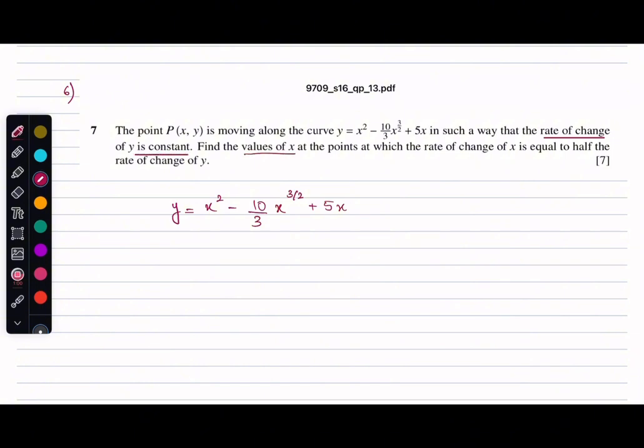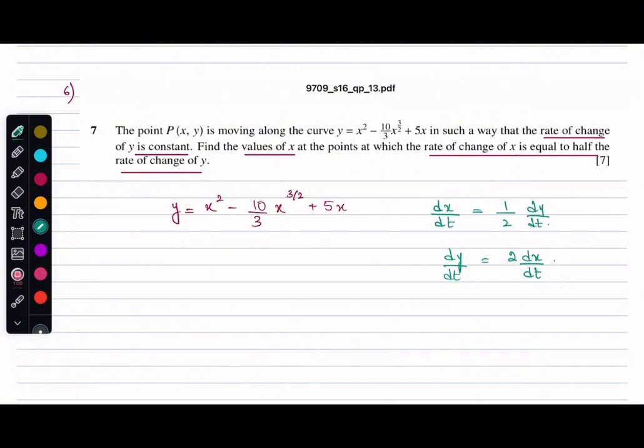We need to find the values of x at the points at which the rate of change of x is equal to half the rate of change of y. So this is the only hint that is given in the question. According to the hint, the rate of change of x, meaning dx by dt, should be equal to half the rate of change of y, meaning half of dy by dt. In other words, dy by dt shall be equal to twice dx over dt.